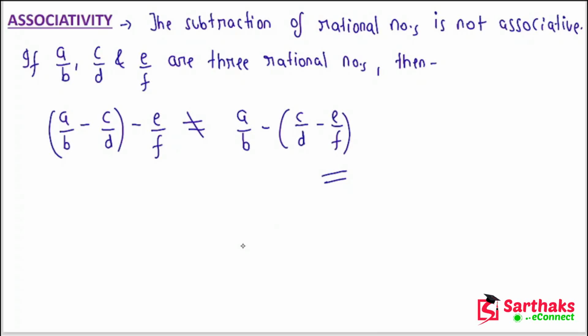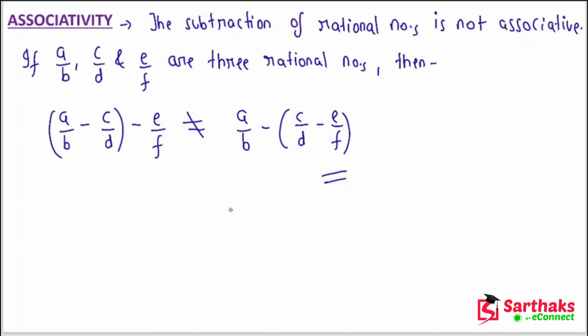You can also verify this property by taking three rational numbers, and you can get the same result, that associativity is not defined. That is, if you subtract three rational numbers in different orders, you will not find them giving the same results. Okay, so you can take any three rational numbers and you can verify it.